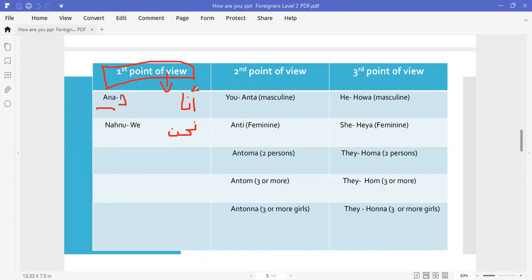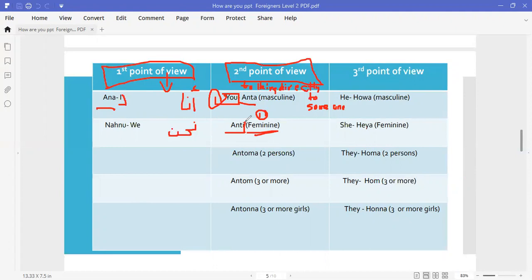The second point of view means that you are talking directly to someone. And if you are talking directly to someone, you need to use the second point of view pronoun. When you're talking directly to someone, you usually use the pronoun you. But we have the pronoun you that is singular and the pronoun you that is plural. If you are talking directly to someone masculine, it means anta. Here it's a singular one. If you're talking to someone that is feminine and one, it means anti.